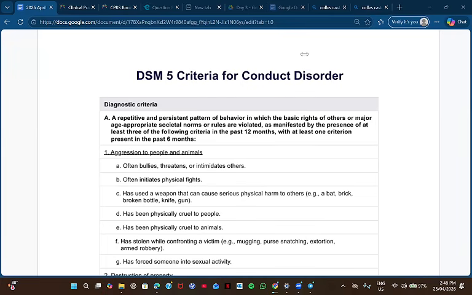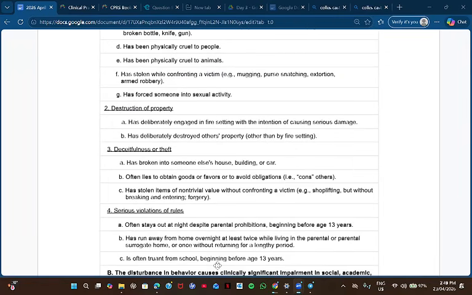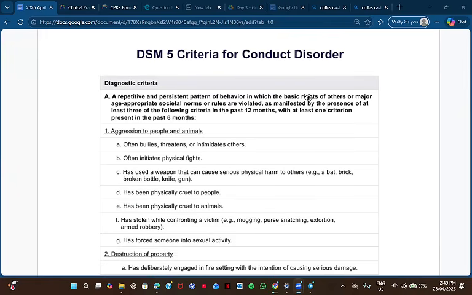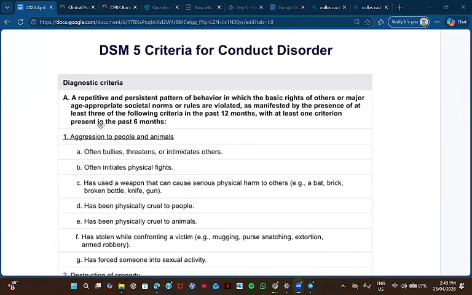A mini criminal, yes. So before discussing conduct disorder, we'll discuss this one, then you will identify conduct disorder. So this is the DSM-5 criteria: a repetitive and persistent pattern of behavior in which the basic rights of others or major age-appropriate social norms or rules are violated, as manifested by the presence of at least three of the following criteria in the past 12 months, with at least one criterion present in the past 6 months.